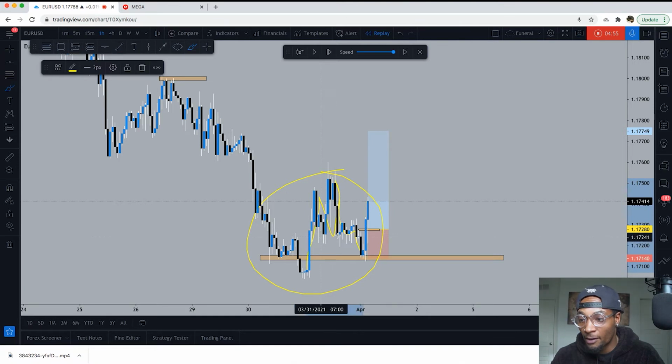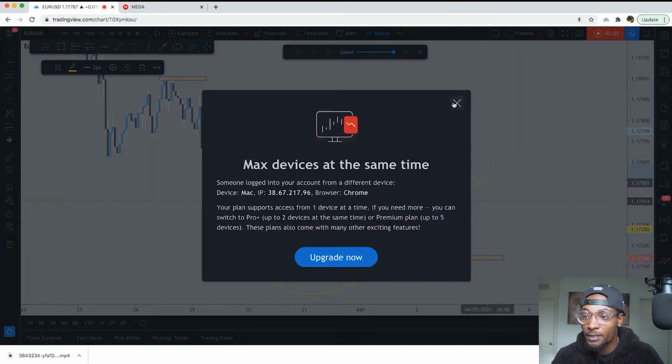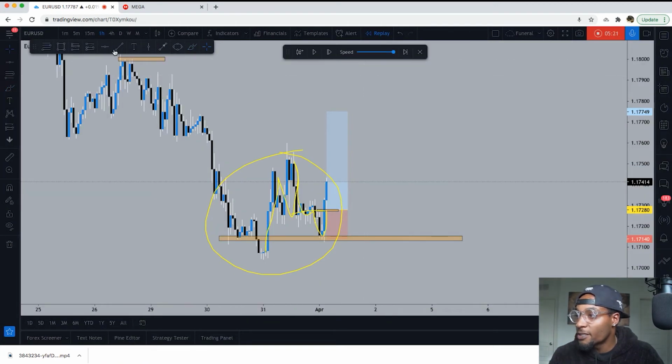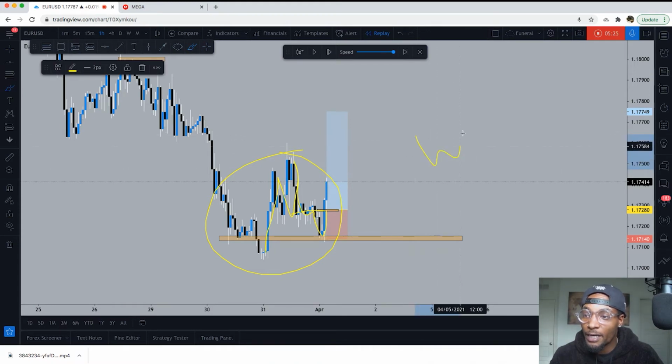But now that we have an M formation, we want to see it completed at the neckline. Just the same way we do a W formation, we want to see it completed at the neckline. That's just the completion of the formation.